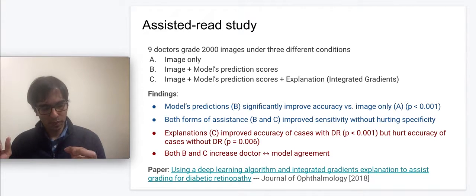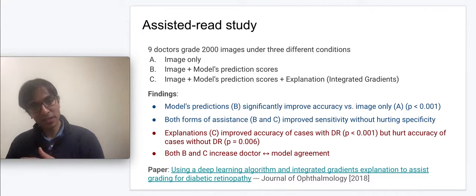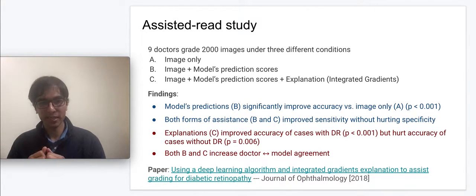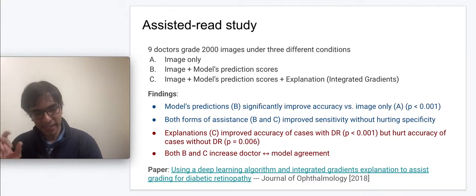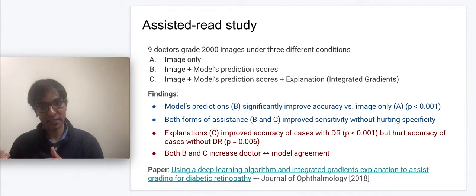So what we found is that explanations improve the accuracy for some cases, but they also hurt the accuracy on many other cases. In particular, the cases where seeing the explanation hurt the doctor's performance were ones where the ground truth label was none DR, but the model predicted it as mild. So the model was wrong where it predicted mild form of the disease, whereas the image had no disease.